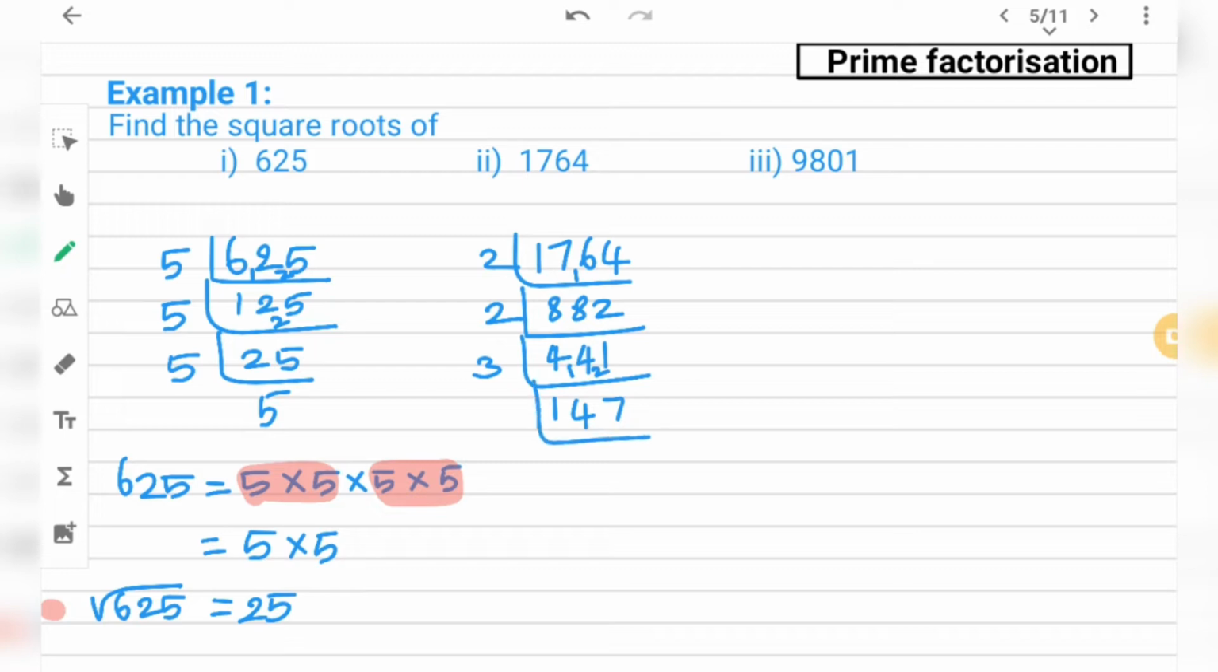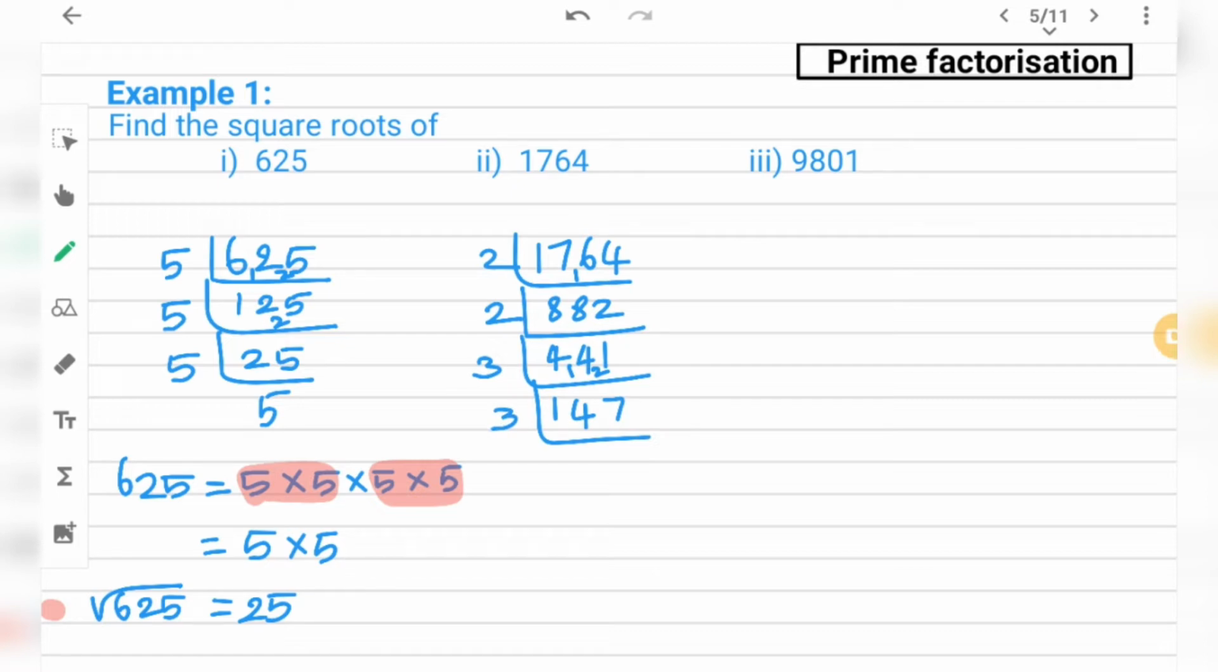147. Now again I am going to check whether this number is divisible by 3. So I added 1 plus 4, 5. 5 plus 7, 12. You are getting 2 digits. Then make it as 1 digit. 1 plus 2 is 3. So I am going to divide it by 3.